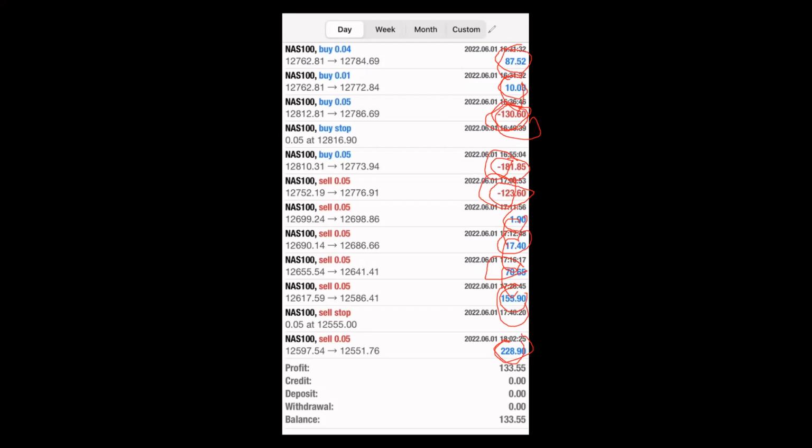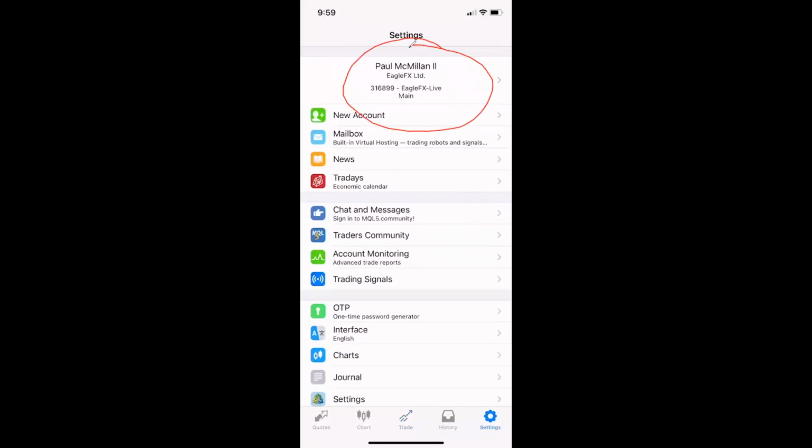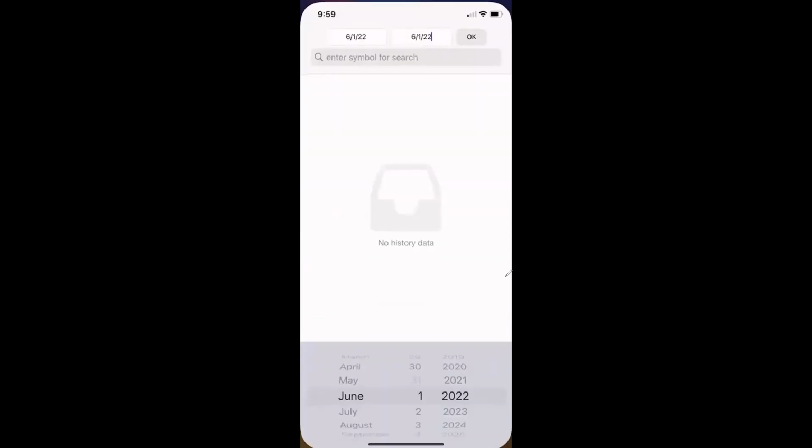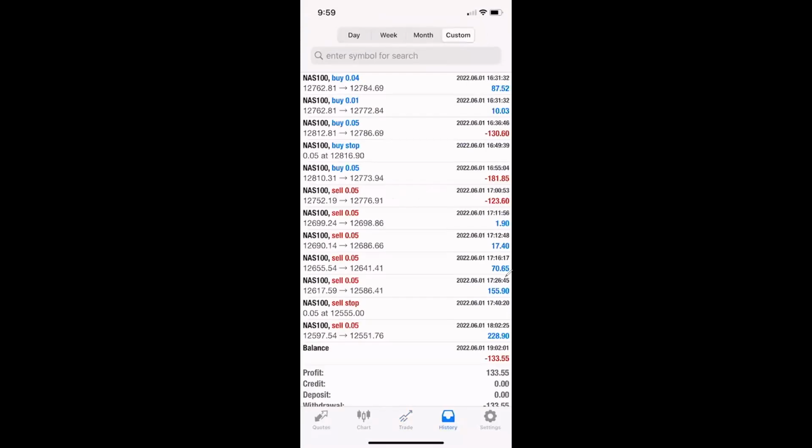So we actually did a little something. Now, I'm going to show you my MetaTrader 4. This is my live account. So I just want to let you guys know this is not a demo. And so when I go to custom, I'm going to go to June 1st. Switch this over, June 1st. Hit OK. Yep, and you can see in my live account the same exact thing I showed you in the picture.